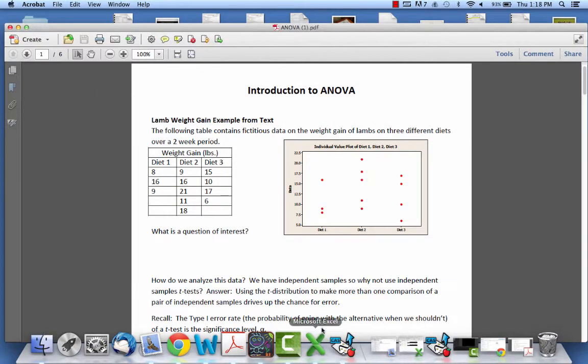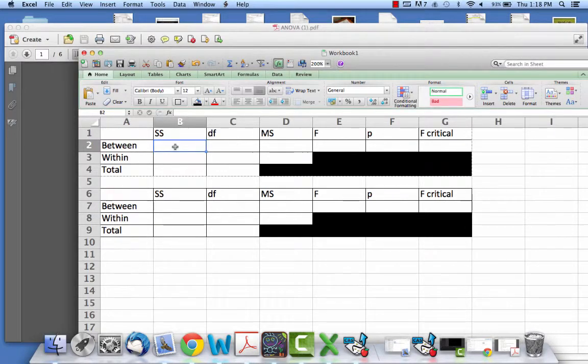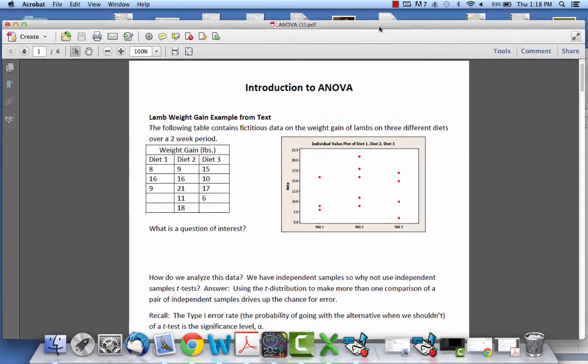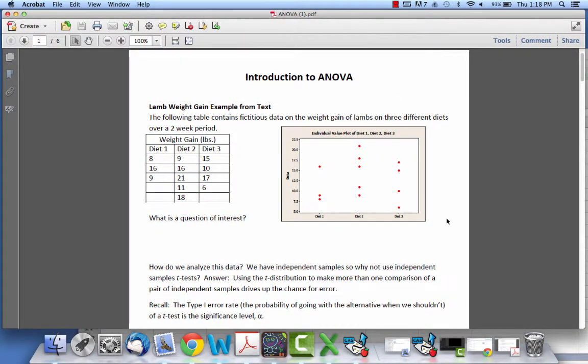And I have made a little thing on an Excel spreadsheet to put values in for the moment. I blacked out the parts we're not going to use. So now I'm using these stolen notes here. This person used this example where they have made up data on the weight gain of lambs on 3 different diets over a 2-week period. Note that none of them actually have the same number as each other. In all the things we've done, they all had the same amount, so the n sub k was always the same. This time it's not true.